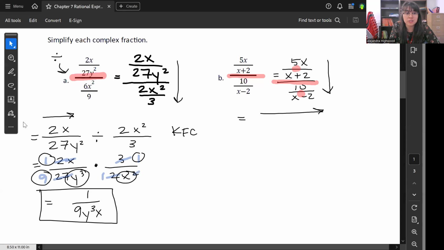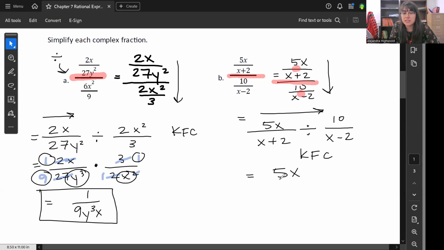So as I'm changing the color, you can probably already figure out you're going to have 5x over x plus 2. That fraction is being divided by 10 over x minus 2. I'm going to use keep, flip, change. I have 5x over x plus 2 times x minus 2 over 10. And I'm going to simplify my common factors. I'm going to divide. 5/10 can be simplified as 1/2.